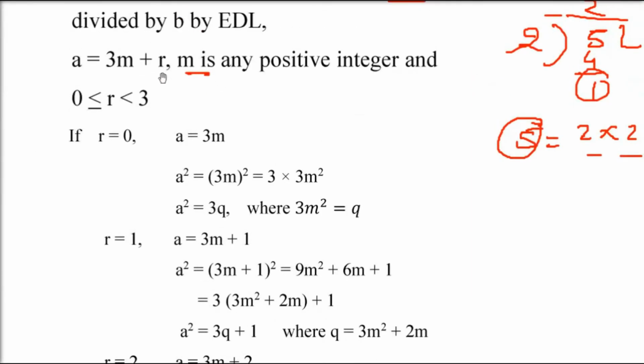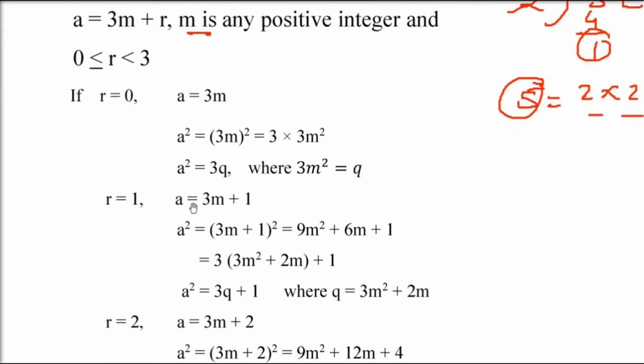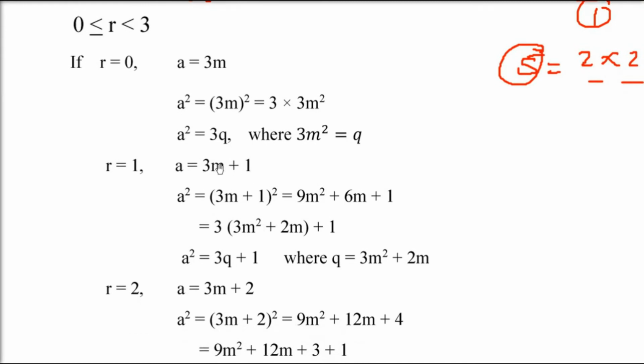Now come here. In this a equals 3m plus r, if the remainder is 0, that is, it is divisible by 3, the divisor. So just square it. What do you get? a square is 9m square, which is 3 into 3m square, and 3m square is a constant, so a square is 3q. Now if r is 1, a equals 3m plus 1. Just square it. So a square will be 3m plus 1 whole square. What do you get? Using the x plus y whole square formula, 3m whole square is 9m square, plus 6m plus 1.